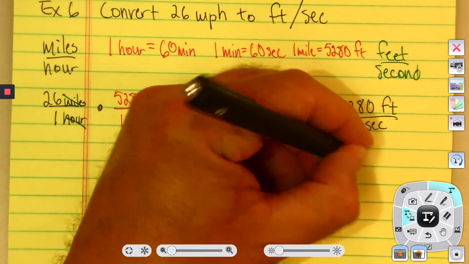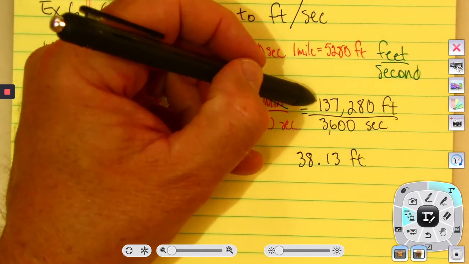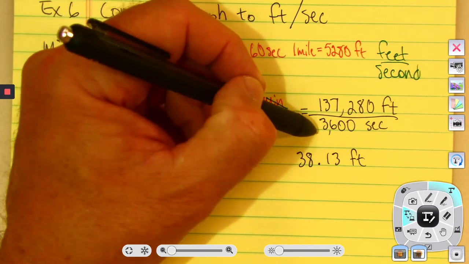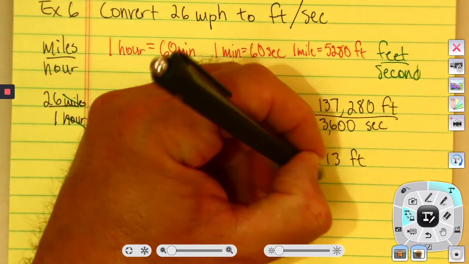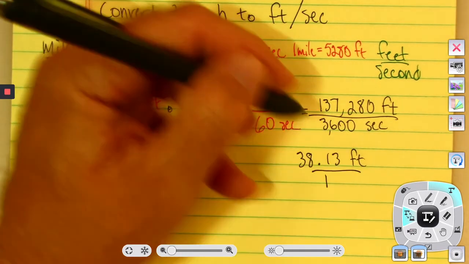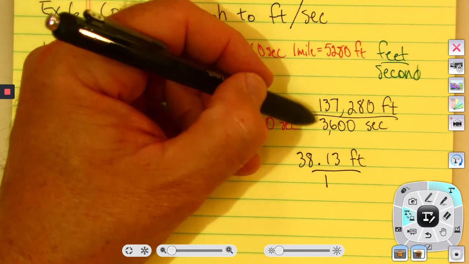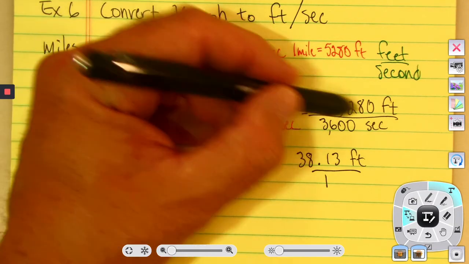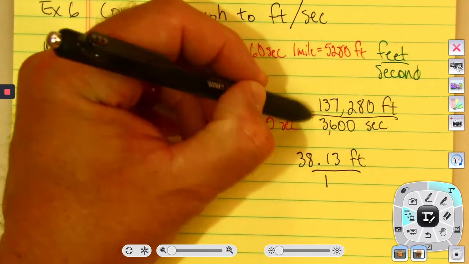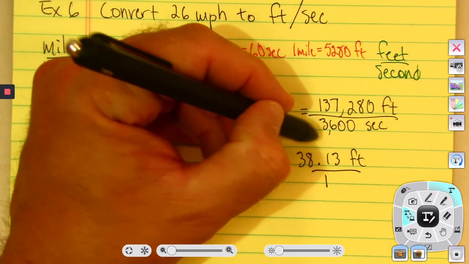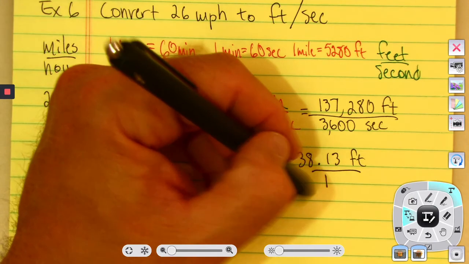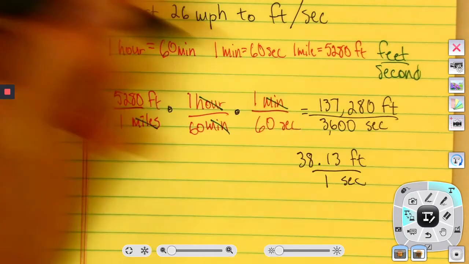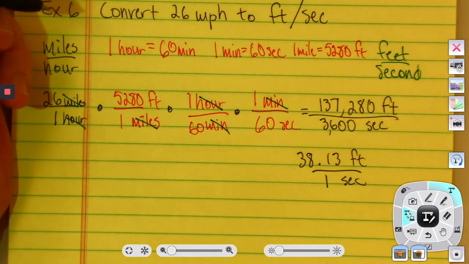38.13 feet. And because I took the 137,280 and divided it by 3,600, then I'm left with just a 1 in my denominator, because effectively I've divided both by 3,600. That's why when I find a unit rate, I'm just going to use this fraction bar as a division problem and divide those two, and that'll always leave me with a unit rate with 1 in the denominator, and it'll sort of be feet per second like that.